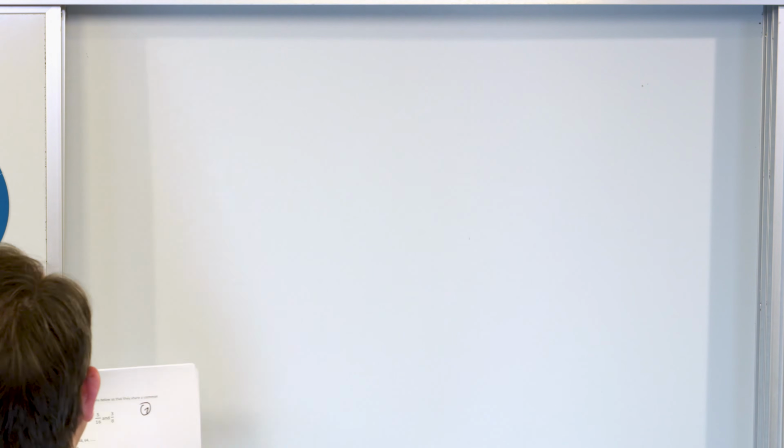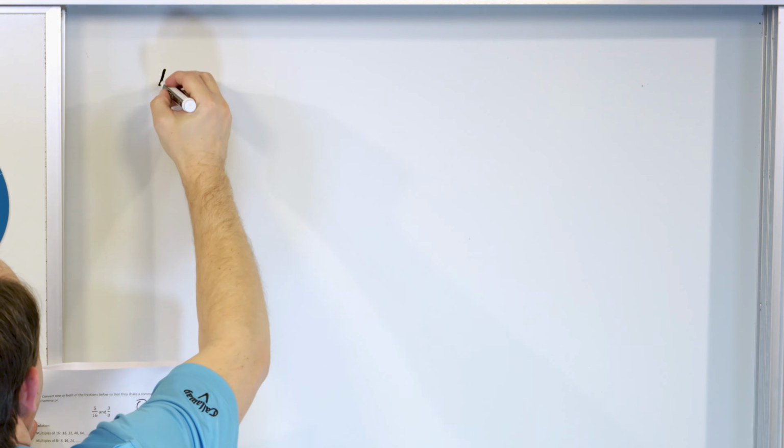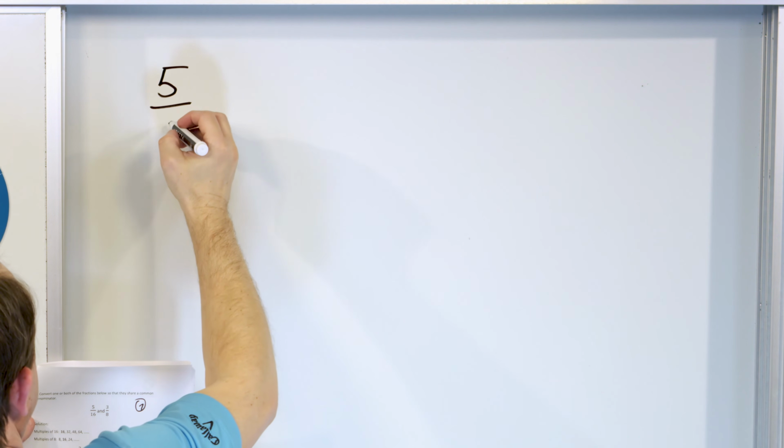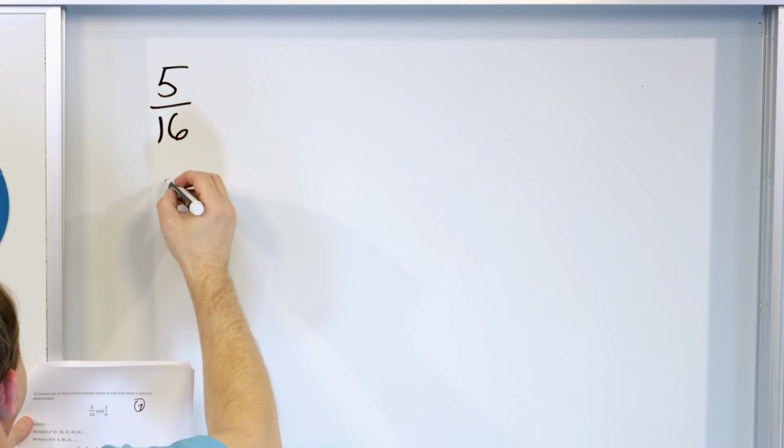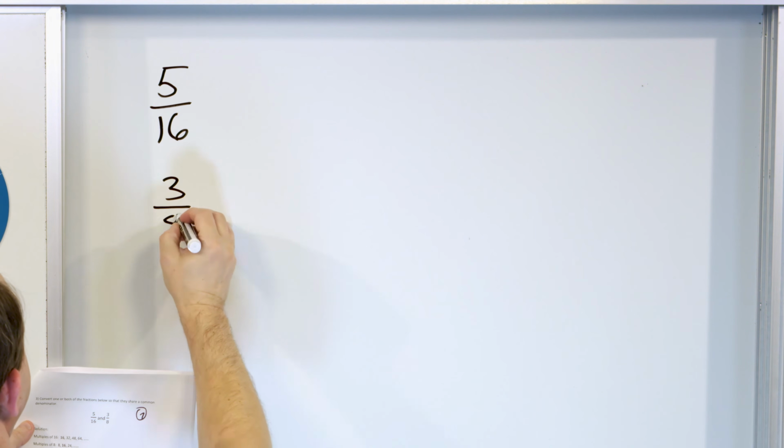All right, now I think we've done enough with magnets. We don't need to do any more magnets. Let's now convert or change these fractions as we need to have a common denominator. 5/16, and let's take a look at 3/8.